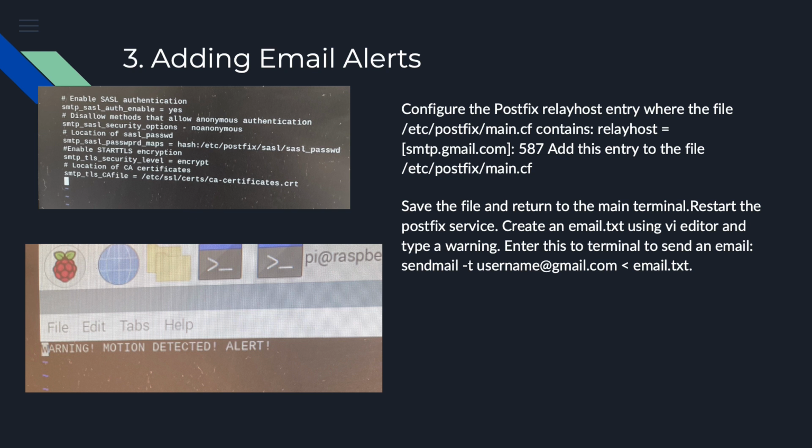We then restart the postfix service, and then we can create an email text using the VI Editor to type a warning. Here I wrote WARNING in all caps, motion detected, and alert. Then we can enter in the terminal a command that says sendmail -t, your username at gmail.com, and then email.txt, which would be the text that we just created.